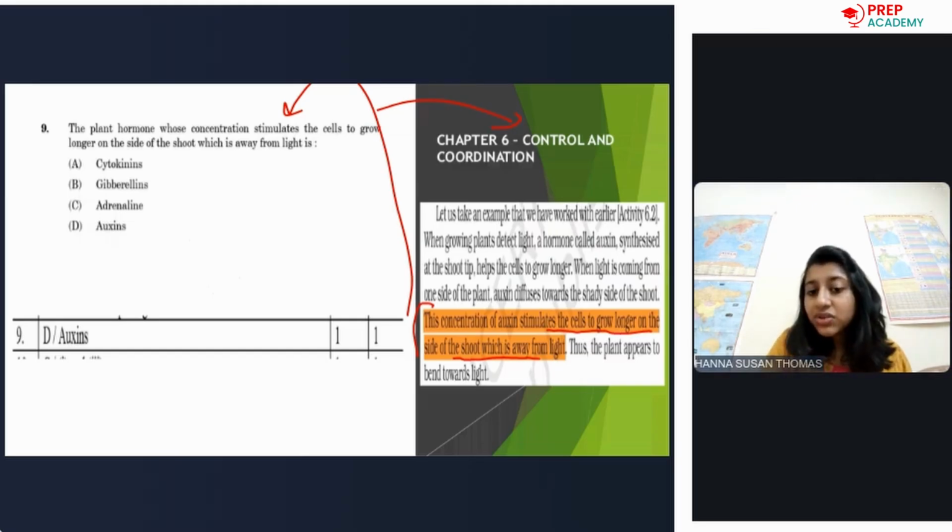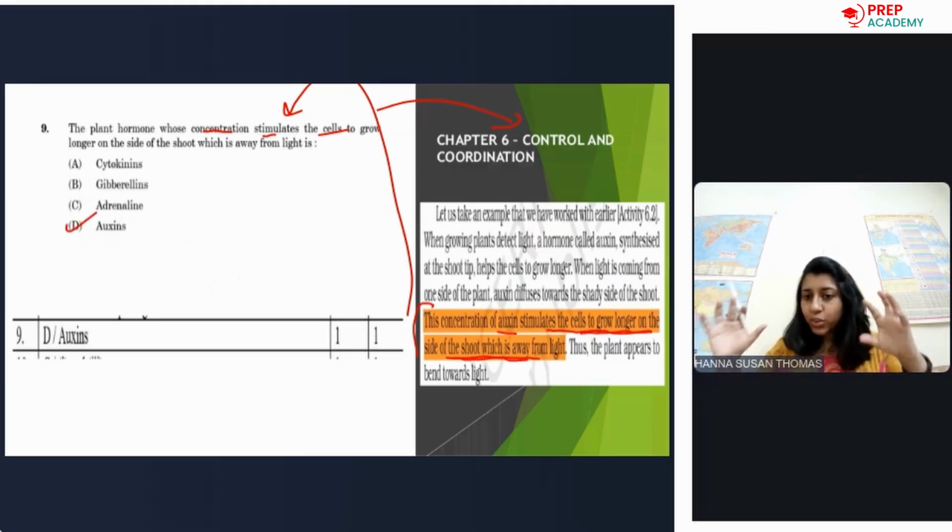It's concentration of auxin stimulates the cells to grow longer on the side of the shoot, which is away from light. Literally, the statement is given here, but the name of the hormone is not given. That's the answer. So the plant hormone whose concentration stimulates the cells to grow longer on the side of the shoot, which is away from light, is option D, auxin.